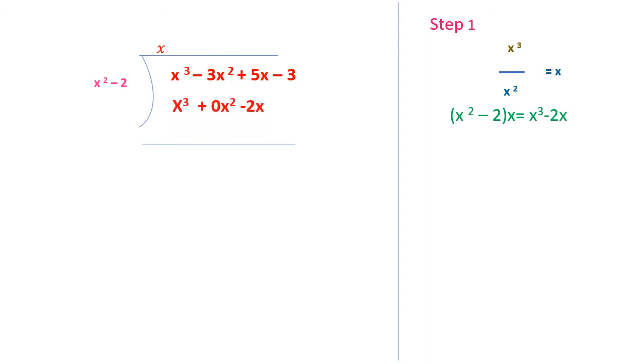Now the next step is to subtract the two polynomials. In order to subtract, we are going to change the sign of the polynomial which is below the upper one. This polynomial's sign will get changed. Here it is. You can see x cubed has become minus x cubed and minus 2x has become plus 2x.